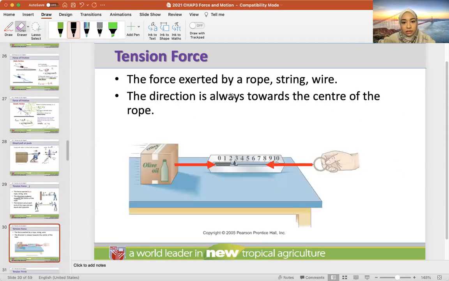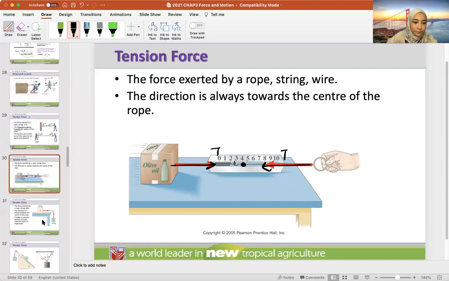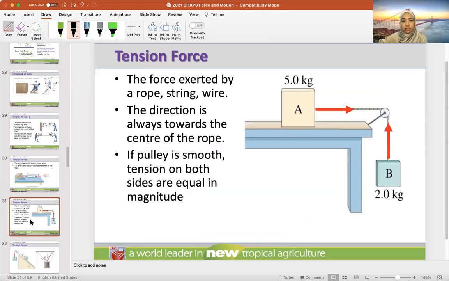Okay, so the force exerted by a rope, string or wire, direction is always, okay, this is the same thing. So again, it always acts towards the center. This is tension force. This is also tension force. This also has a string, this also has a string. Both are the same tension, equal. Like I said, equal only if it's one dimension. If it's many dimensions, then you would have to resolve it. Okay, so a tension force exerted by a rope, string or wire is the same.